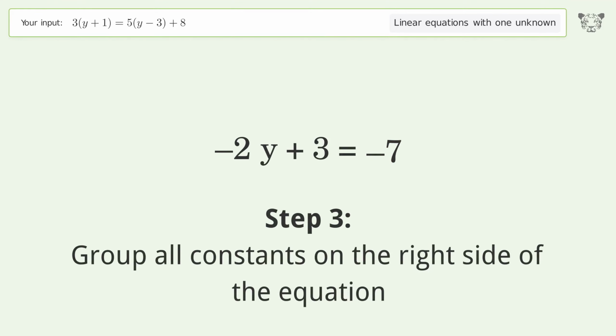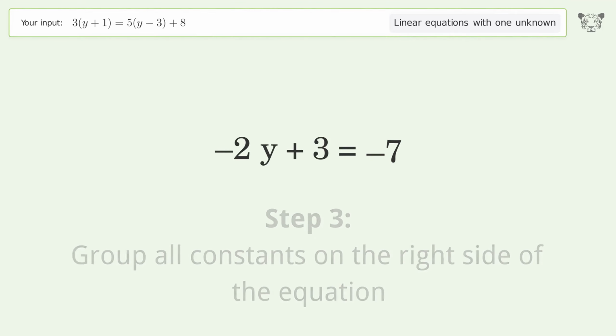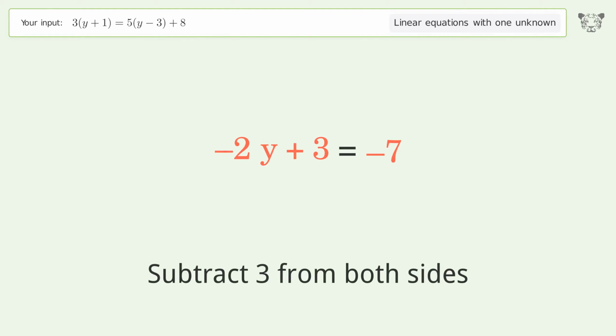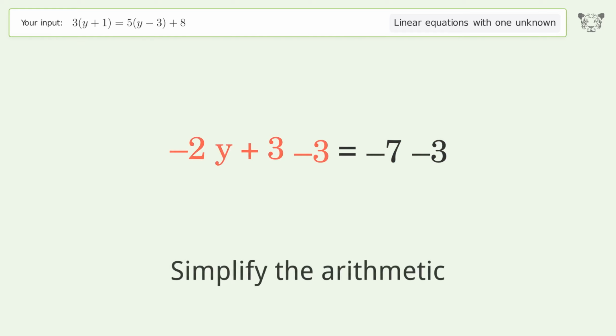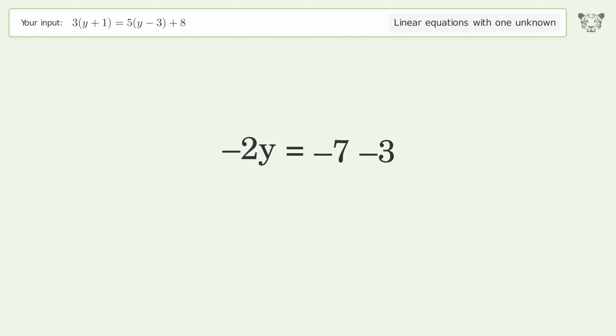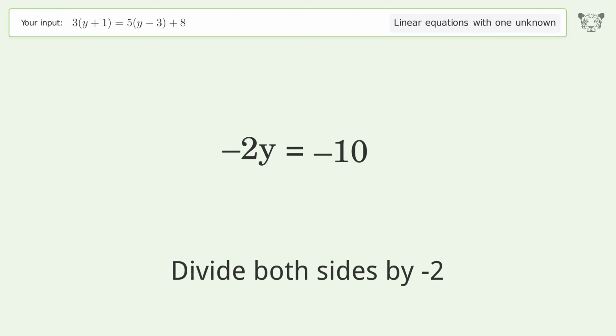Group all constants on the right side of the equation. Subtract 3 from both sides. Simplify the arithmetic. Isolate the y. Divide both sides by -2.